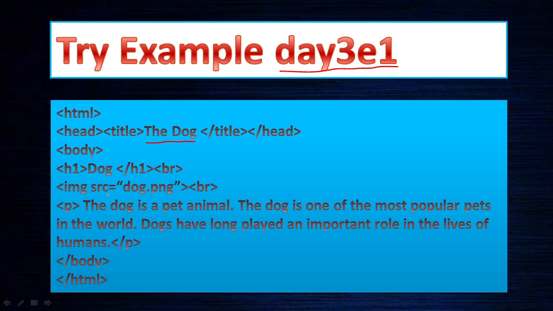And here is the image src dog.png. The file name is dog.png. Then br. Then there is a paragraph here. The dog is a pet animal. The dog is one of the most popular pets in the world. Dogs have long played an important role in the lives of humans. Right, any paragraph you can take, no problem. That paragraph has to display in the browser. Then we close the body tag and then the HTML tag.